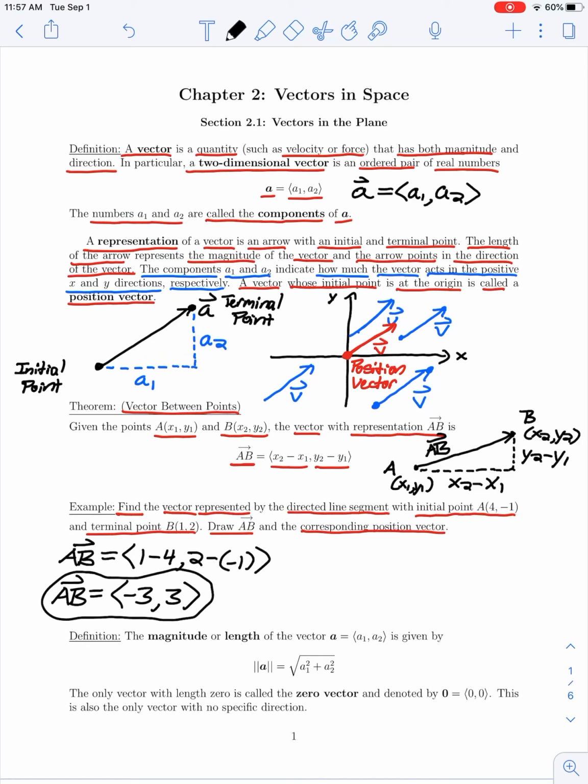Now, we're also asked to draw the vector AB and its corresponding position vector. So let's get a set of axes here. So here, the initial point of our vector was 4, -1.